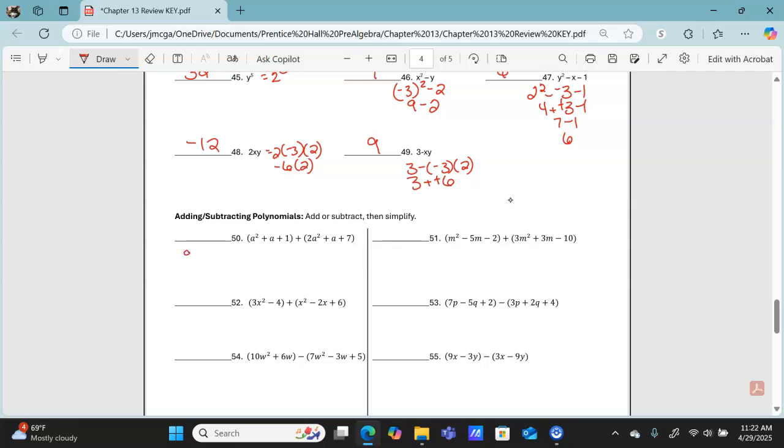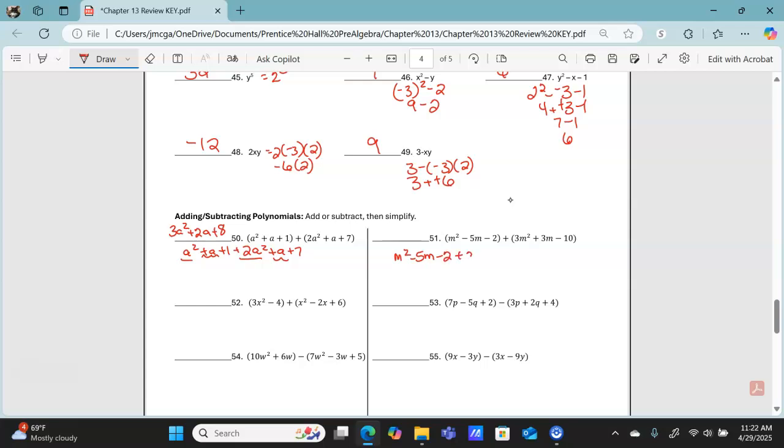On these, since it's a plus sign, we can just take them out of the parentheses, because that would be the equivalent of a +1 multiplying by that second parentheses, which isn't going to change anything. And then I'm going to combine like terms. I have 3a squared. A and A, I have 2 a's. And then 1 and 7, I have 8. So m squared minus 5m minus 2.